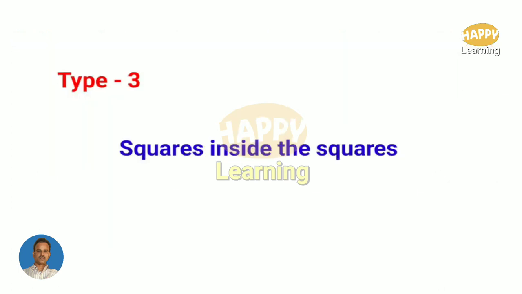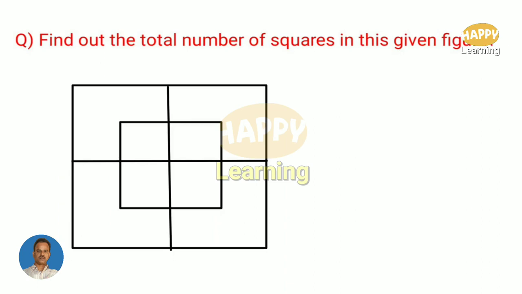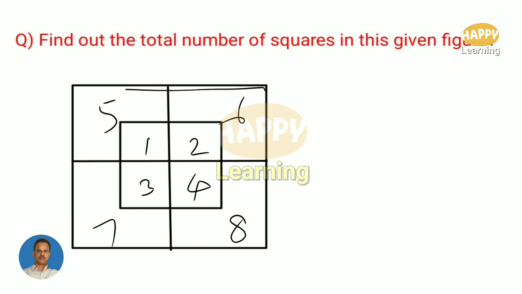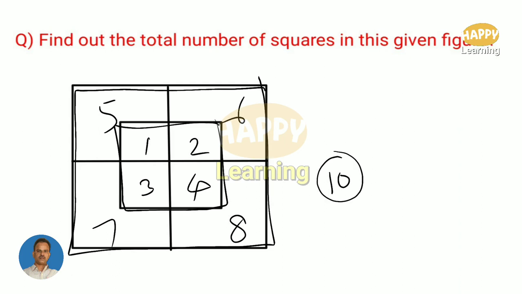Type 3, squares inside the squares. So this is an example. Here we have got a picture in which a number of squares are there. So here there may be more than 8 in total. If you give numbers 1, 2, 3, 4, 5, 6, 7, 8, they appear to be there. This is one outer one, 9. This is one outer one, 10. So total here 10 squares are there.